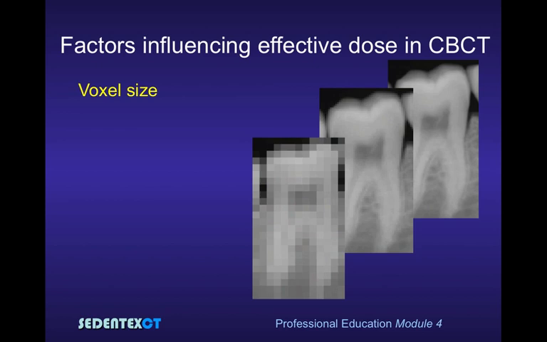Another factor that's important is the voxel size of the examination. In other words, the resolution of the examination. Generally speaking, smaller voxel sizes, in other words higher resolution examinations, will be associated with higher doses of radiation, all other factors being equal.